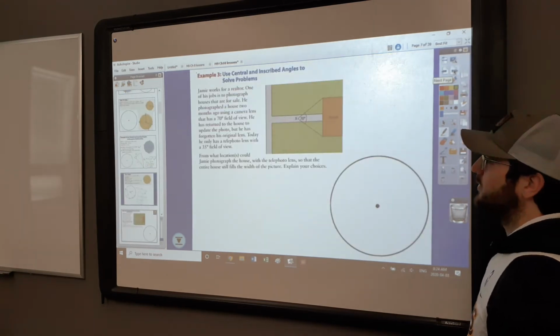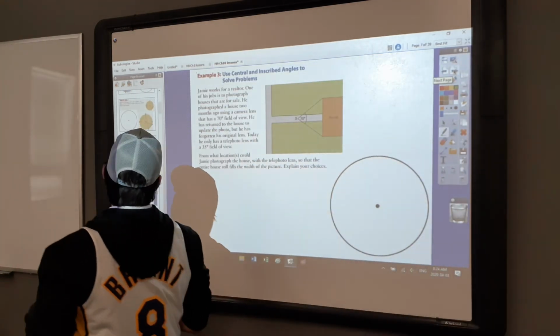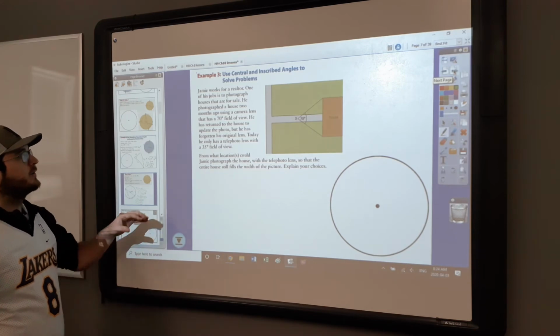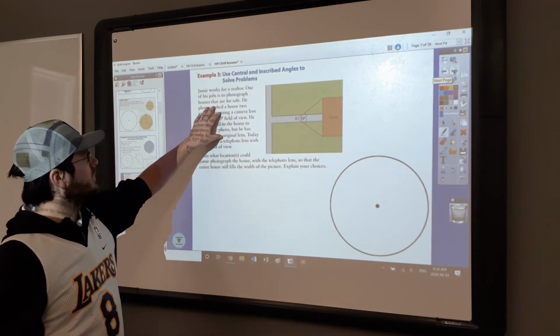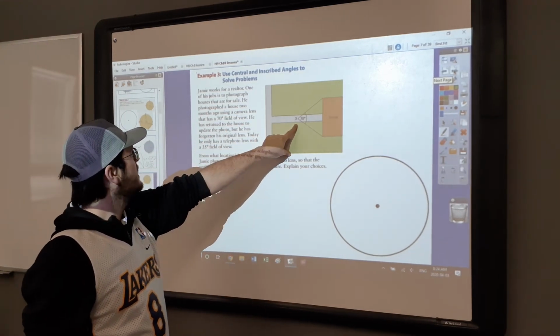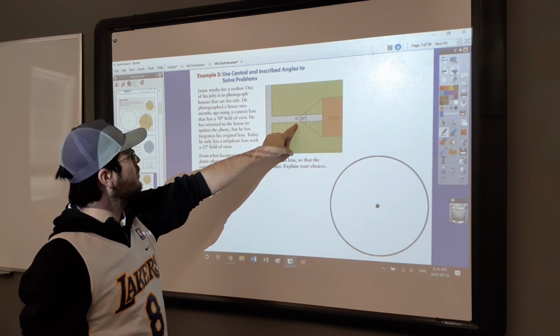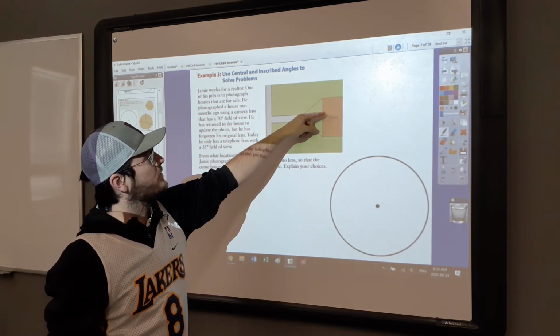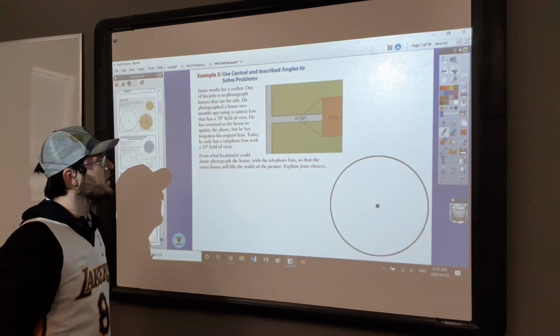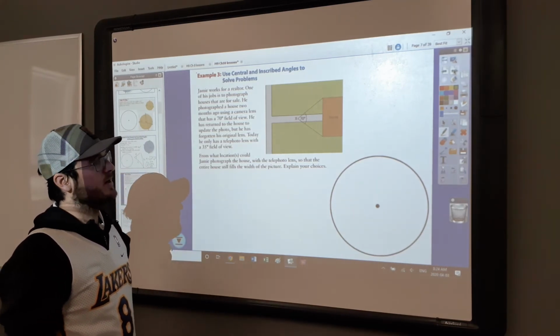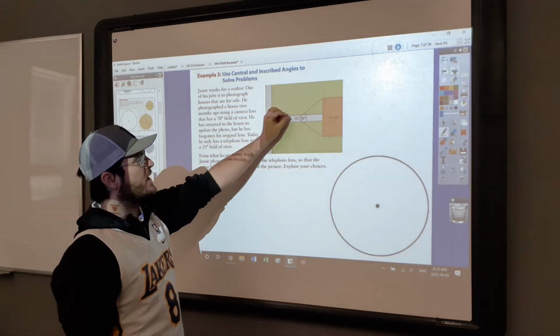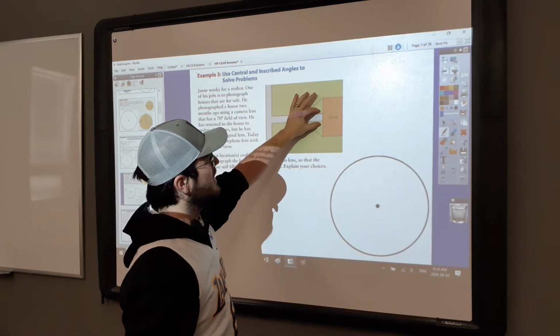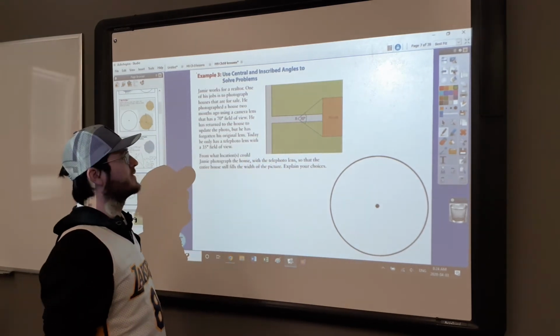The last example just kind of gets you to recognize the central versus inscribed angle. So here, a guy's working to take pictures of a house. He photographed with a 70-degree lens, so he basically covered just the house with a 70-degree lens. He comes back today, but he only has a 35-degree lens, so he obviously can't stand as close because then he's not going to get as much of the house. So the question is, where does he have to stand?